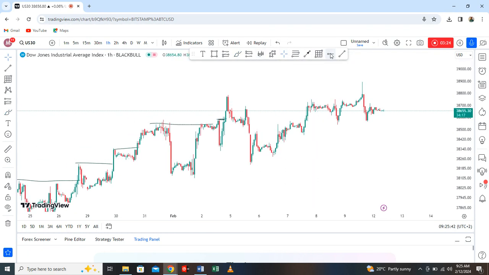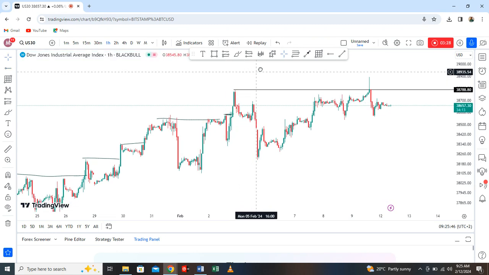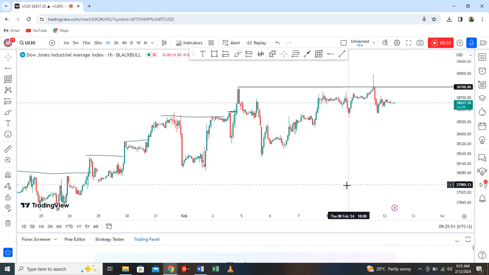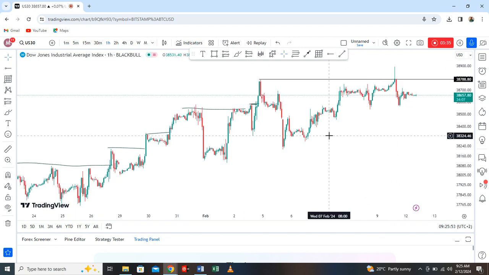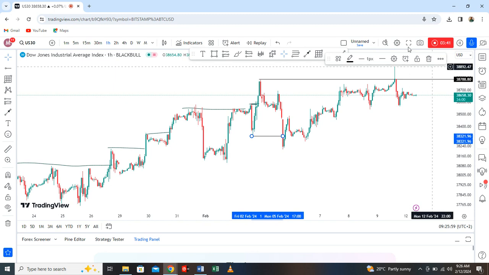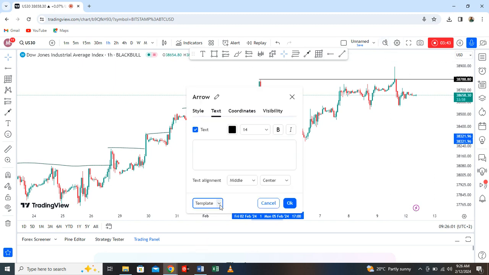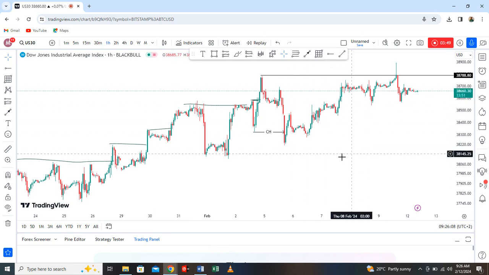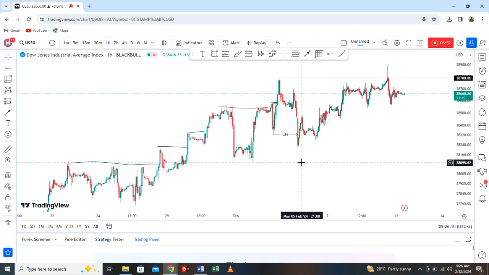How am I going to analyze this one? Since the price failed to close above this high here, I know that we don't have a break of structure yet. So I will take this one here as my change of character. Quickly going to label that as a change of character.